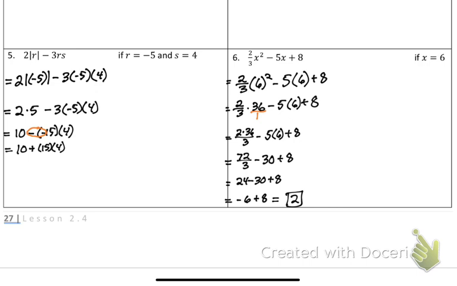So I have 10 plus 15 times 4. I have to do that multiplication first, right? Because that's PEMDAS. Multiplication first. So we'll do that 15 times 4. Do you get 60? Yes? And 10 plus 60 is going to be 70. Gabby, do all those steps make sense? Good.